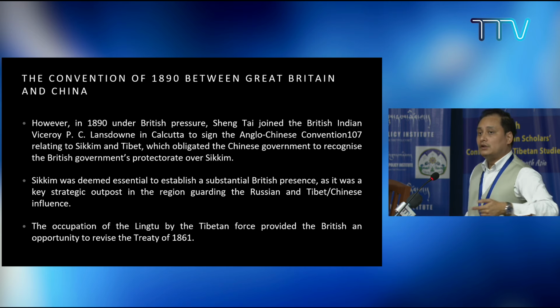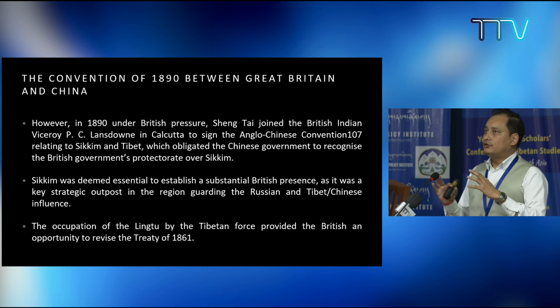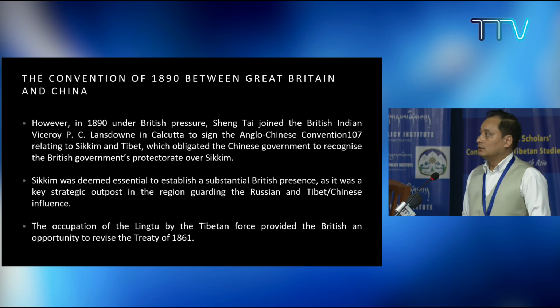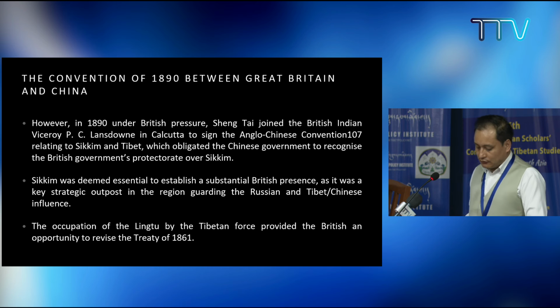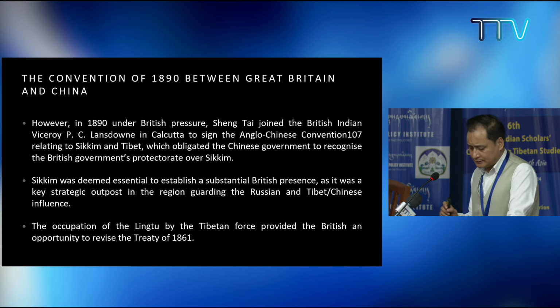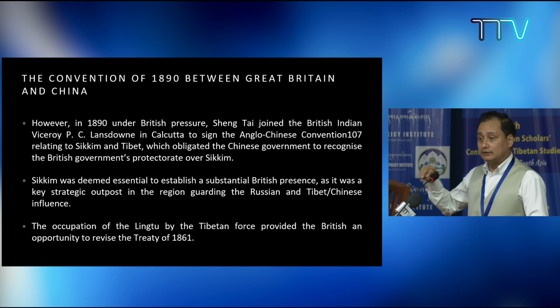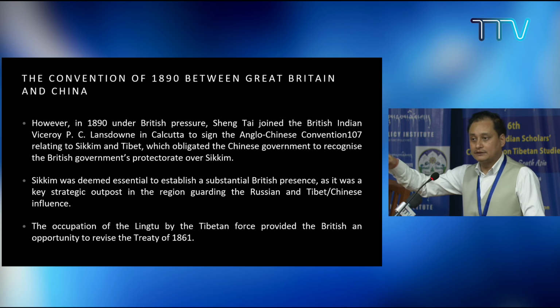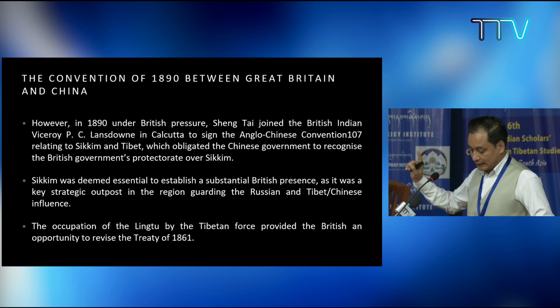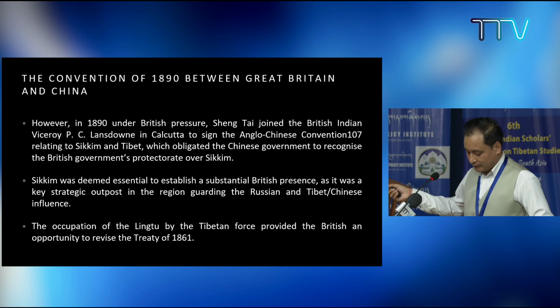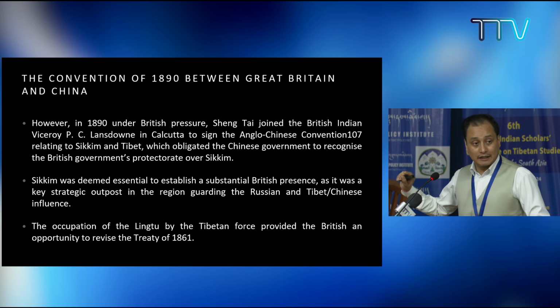So after the Lingthu affair was resolved, or the war ended, a convention was signed under British pressure. Shengtai, who was Amban at that point of time, under whose direction Tibet was, joined British Indian Viceroy Lansdowne in Calcutta to sign the Anglo-Chinese Convention relating to Sikkim and Tibet, which obligated the Chinese government to recognize the British government's protectorate over Sikkim.